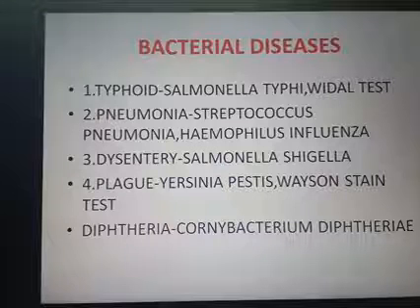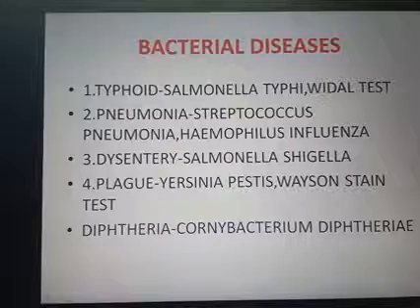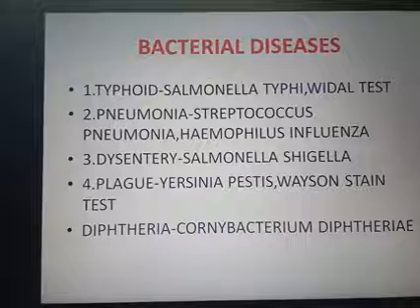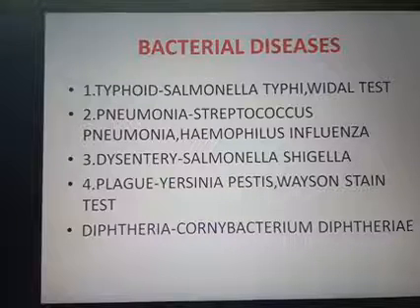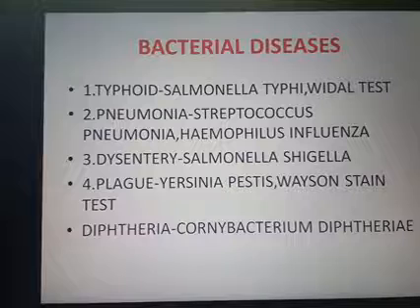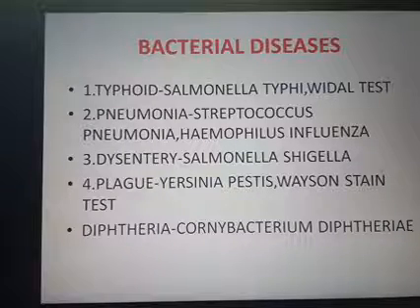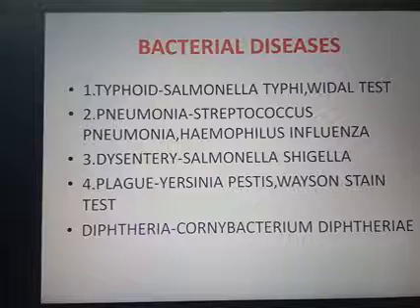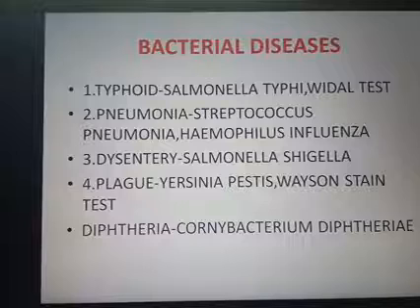Yersinia pestis is gram-negative. In the biological classification chapter in the plus one portion we studied that bacteria are of two groups, gram-positive and gram-negative. Here the plague is caused by the gram-negative non-motile bacillus Yersinia pestis. This disease is transmitted by a vector like the rat flea.